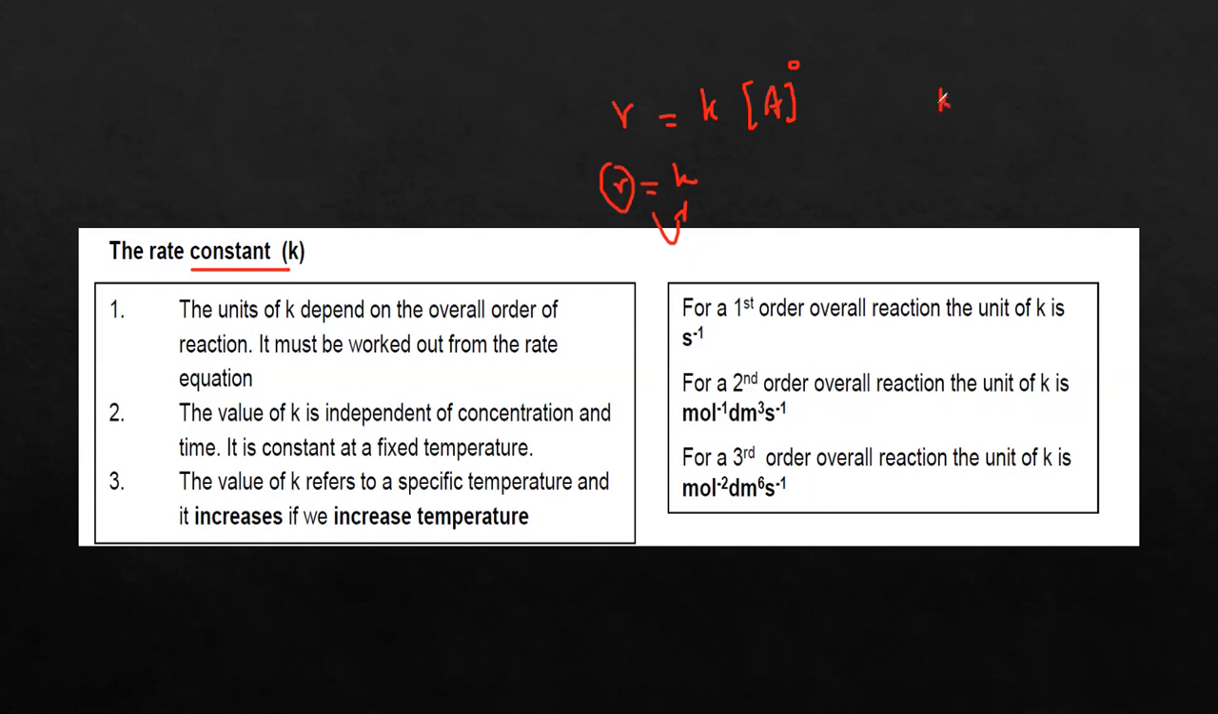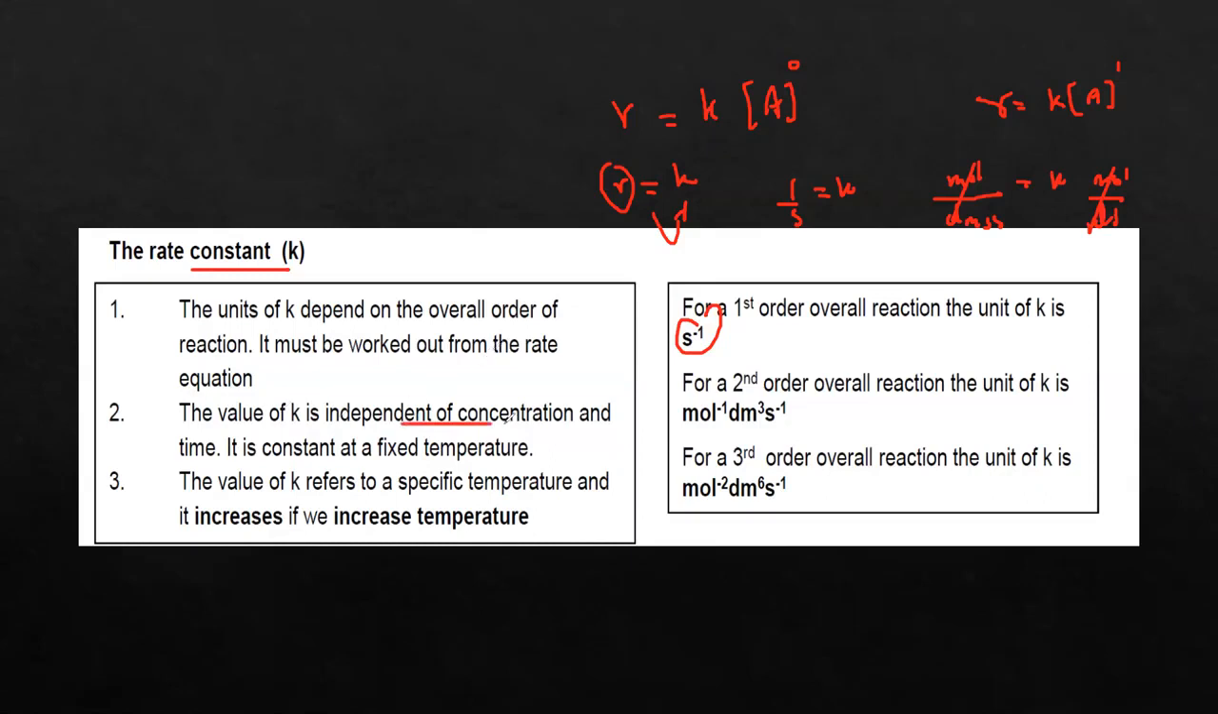But if it is a first order reaction, rate is equal to K times the concentration of reactant. Rate is mole per dm cube per second, and concentration is mole per dm cube only. So mole per dm cube cancels with mole per dm cube, and you're left with 1 over second, or second inverse, you can also say. So when you work out the rate for different reactions, you can identify the unit of K. The unit of K depends on the overall order of a reaction.